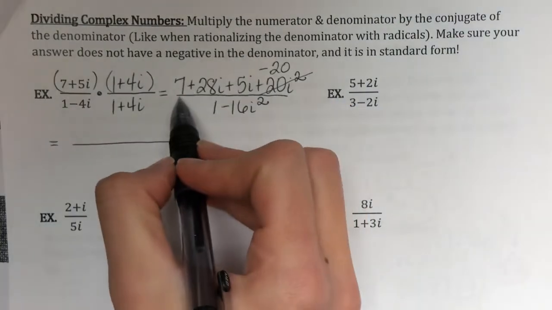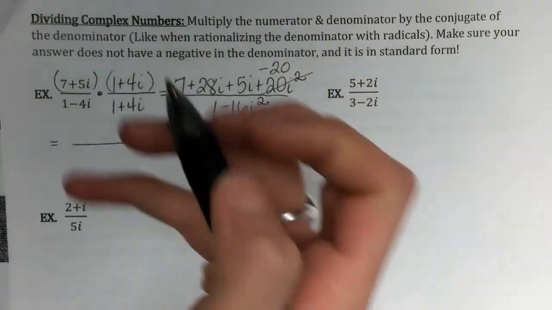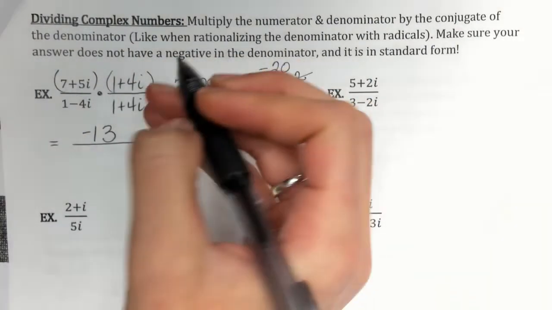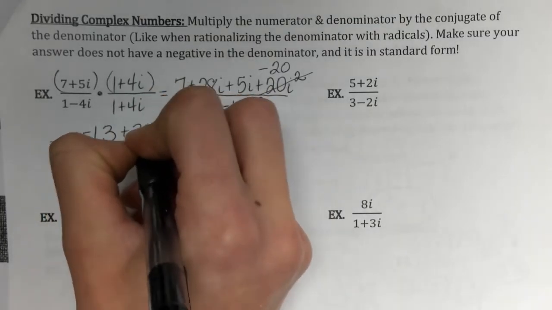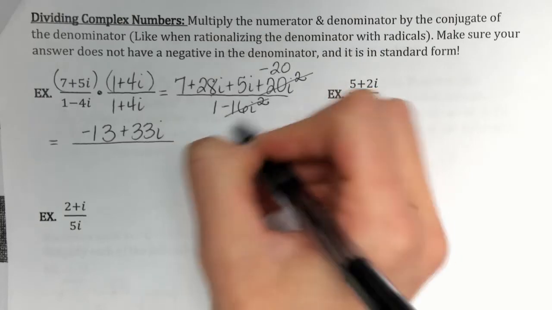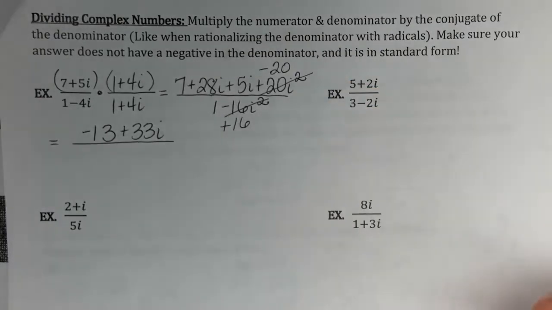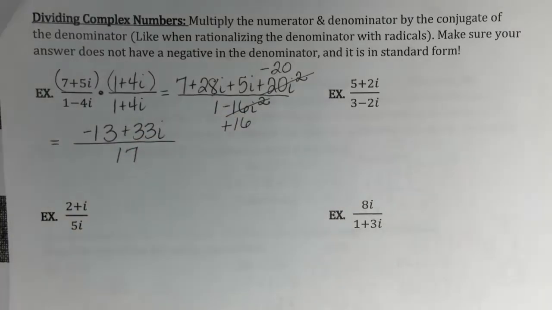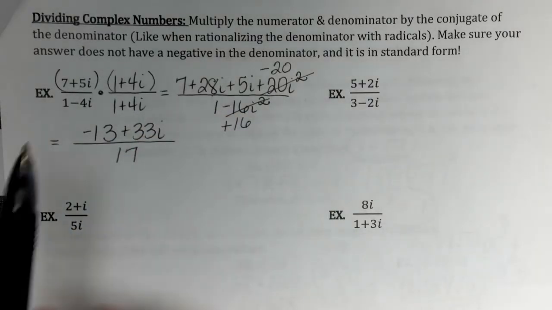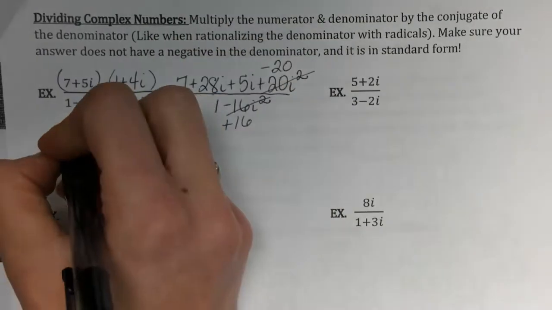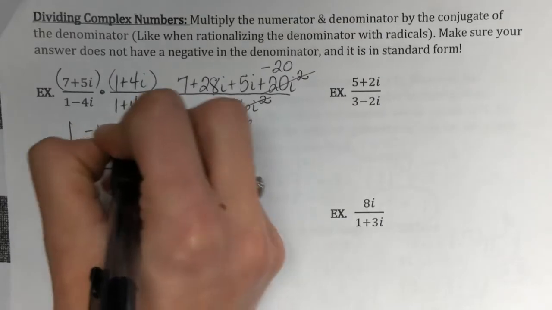Okay, so then I know 7 minus 20 is, and then 28i plus 5i. Alright, that -16i squared turns into plus 16. 1 plus 16 is 17. Once you get to this part, you've got to check, can 13, 33, or 17 be simplified? No. So that is my answer.